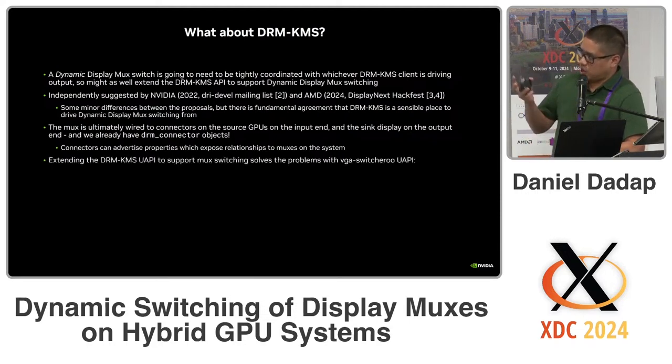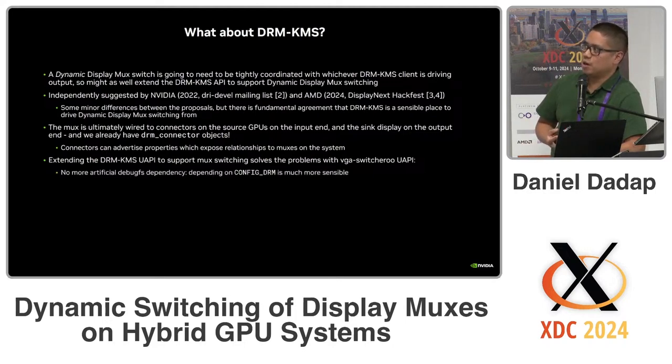So if we do mux switching in DRM-KMS and use the DRM-KMS user space API and extend it to do that, then it actually solves the problems we have with the vga-switcheroo user space API as well. One of the easy ones right away is that we don't depend on debugfs anymore. We depend on DRM instead, and DRM is a natural, sensible dependency. You can't really do any of this without DRM.